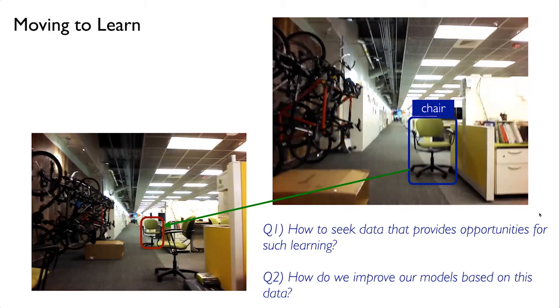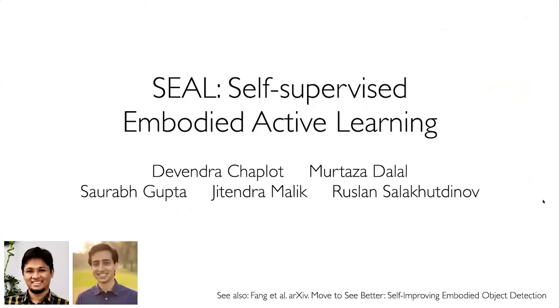So the two key questions that arise here are how to seek data that provides opportunities for such learning, and how do we improve our models based on this data. These are questions that we looked at in a recent paper called SEAL, which is self-supervised embodied active learning, where we are doing everything with self-supervision. We're not asking anyone else for labels. We have a model, we are just observing the world, and we are using the predictions of this model to improve the model itself. We are doing this in an embodied context, so this agent can interact with the world around it to gather data, and it does so in an active manner. It decides how to interact with the world in order to improve the model.